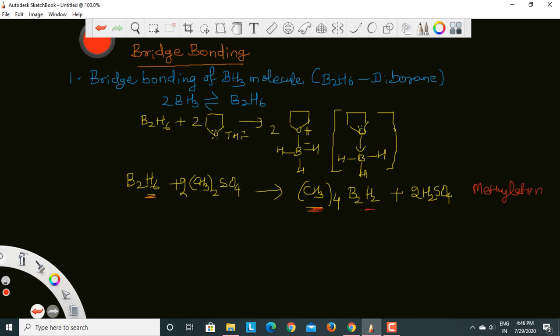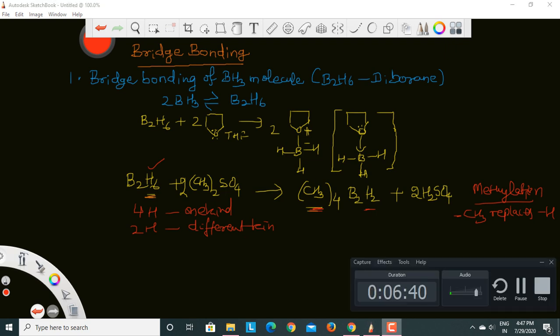Methylation means the methyl group, CH3 group, replaces hydrogen. But you find that 4 CH3 groups replace 4 hydrogens from the diborane. Out of 6 hydrogen, only 4 are replaced and 2 are not replaced. So that means the structure of diborane should be like this: 4 hydrogen should be of one kind and 2 hydrogen should be of another, different kind.